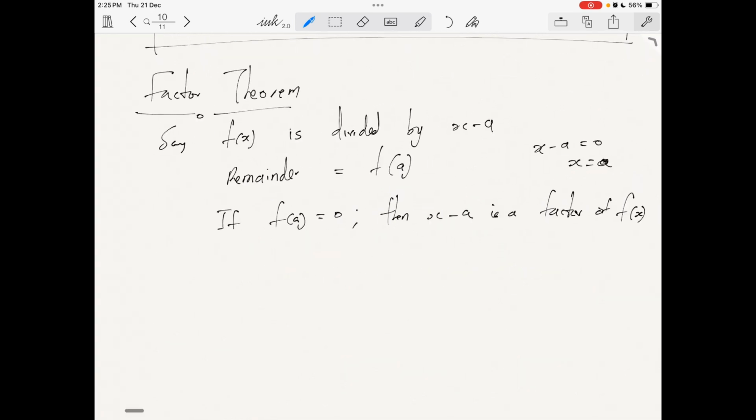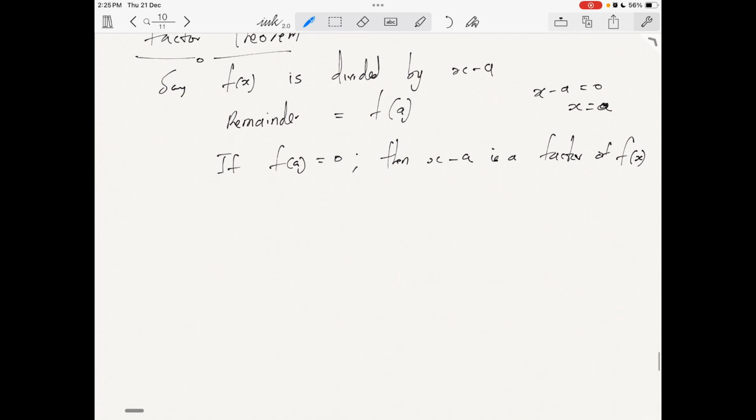So we can be requested to find the remainder of something using the remainder theorem, and we can also be expected to find the factor of a polynomial given a divisor. Now let's take an example. Let's see number 4.